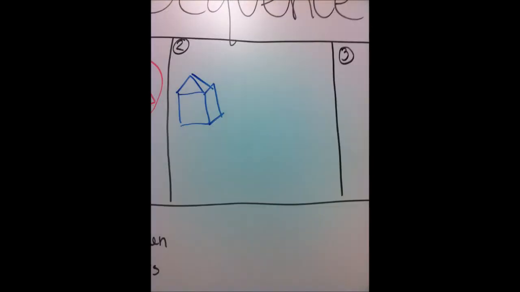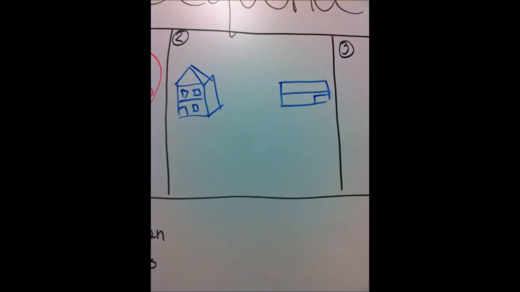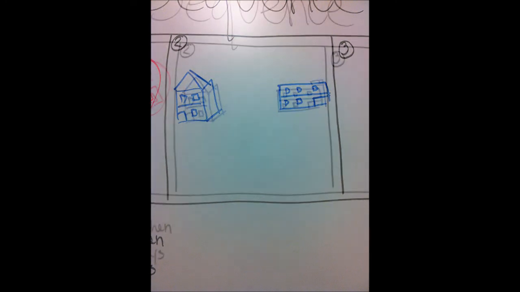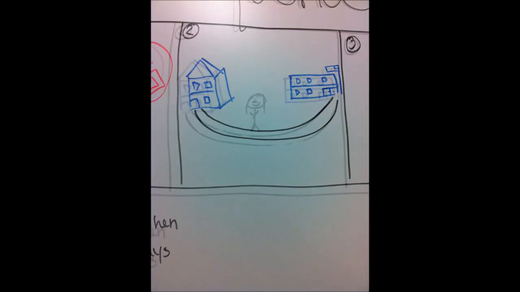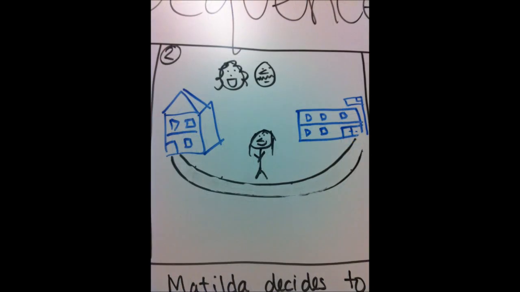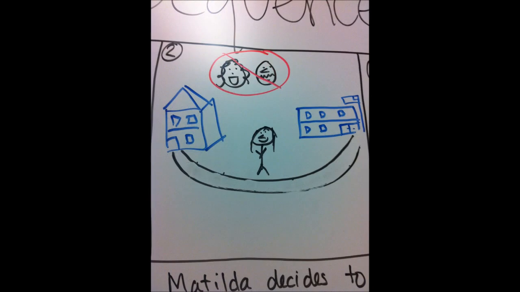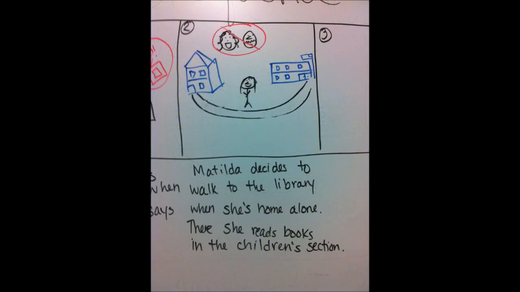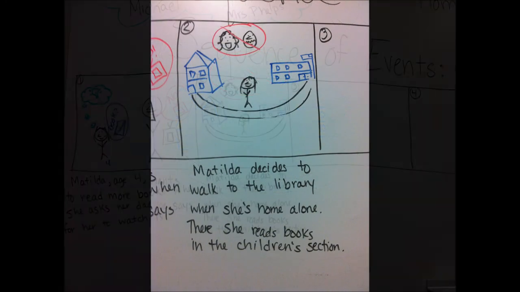The next event that takes place is when Matilda decides to go to the library by herself when her parents leave her alone. So she walks to the library where she meets Mrs. Phelps and where she reads books in the children's literature section. She gets very happy.